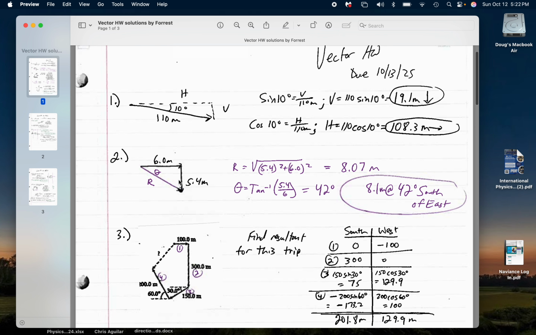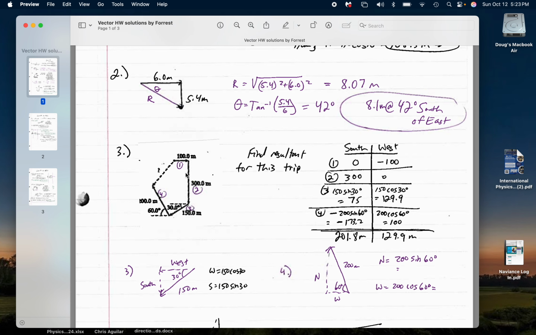Number 2, you have 2 putts and you want to know the resultant. So 5.4 south, 6 east. I draw a vector diagram. Remember, that's tip to tail. And then the resultant is drawn from the beginning of the first vector to the end of the last vector. So if you have an east vector and a south vector, your resultant should be pointing to the southeast, not back to the northwest. When I do that using Pythagorean theorem, I get 8.07 meters. The angle is going to be inverse tan of 5.4 over 6. So that's 42 degrees. So this is 8.1 meters at 42 degrees south of east.